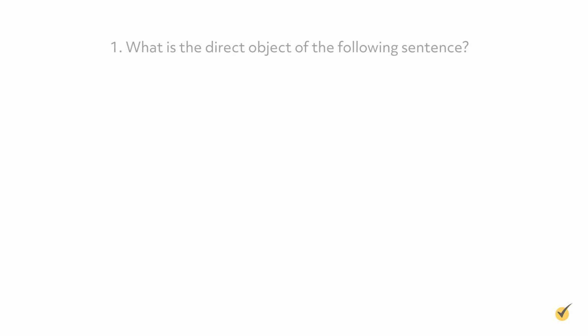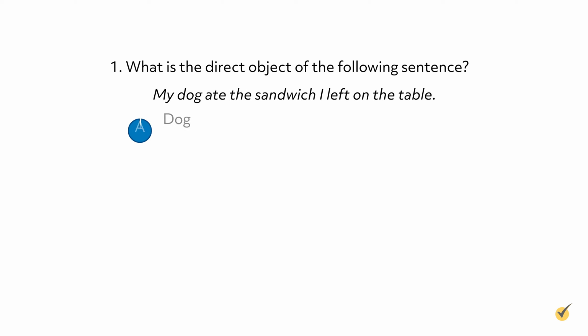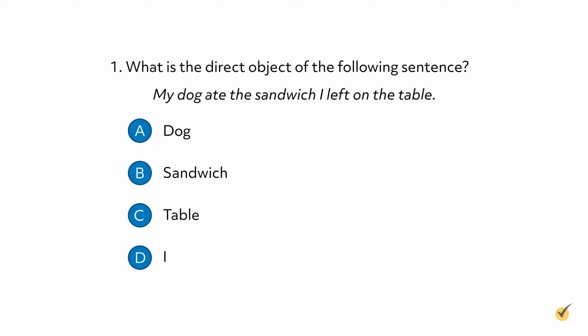Okay, let's go over a couple of review questions before we go. Number 1, what is the direct object of the following sentence? My dog ate the sandwich I left on the table. A, dog. B, sandwich. C, table. D, I.